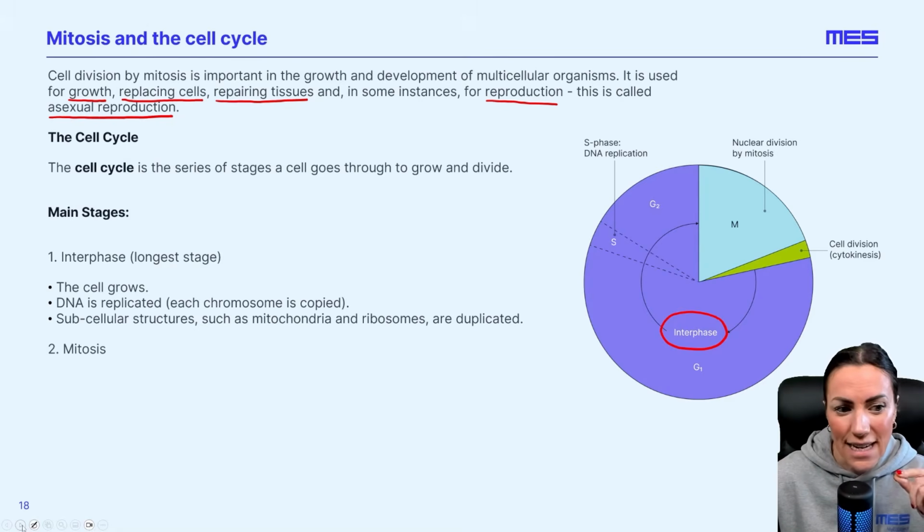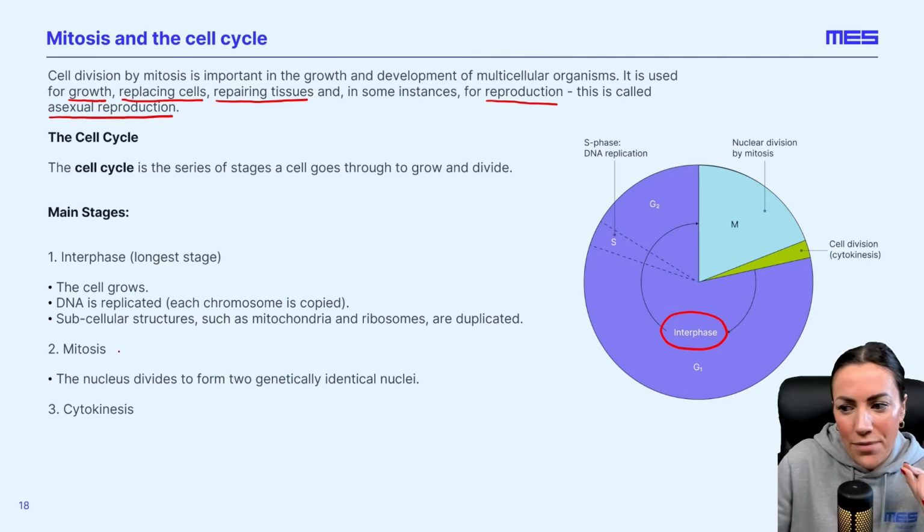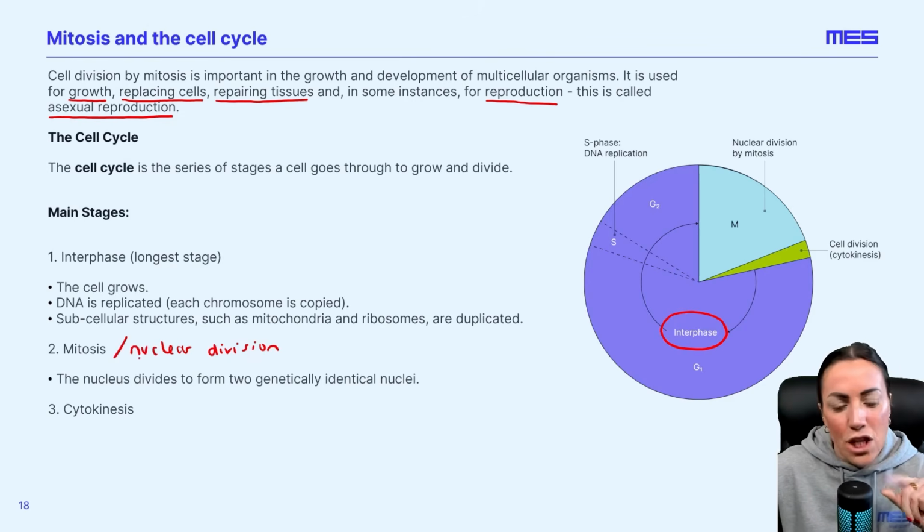The second stage, which you can see in light blue, is mitosis itself. Now, mitosis is where the nucleus divides to form two genetically identical nuclei. We actually call mitosis nuclear division. So by the end of mitosis, you will have two genetically identical nuclei. You do need to know the name of this stage. You do need to refer to it as mitosis, and we're going to talk more about mitosis on the next slide.